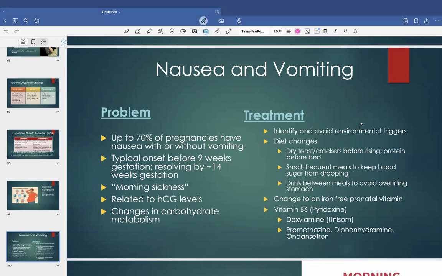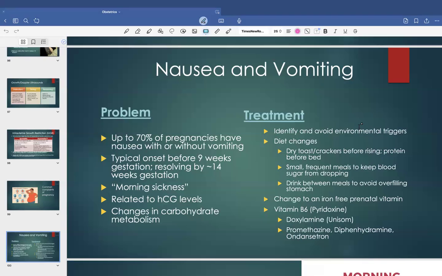Nausea and vomiting is related to HCG levels. Pregnant women often experience fluctuations in their blood sugar levels due to changes in metabolism and hormone levels. When the blood sugar drops, it can trigger nausea, or it can exacerbate existing feelings of nausea. So we typically recommend some diet changes, like eating small frequent meals or snacks that contain complex carbohydrates to help stabilize those blood sugar levels and hopefully alleviate some of that nausea.